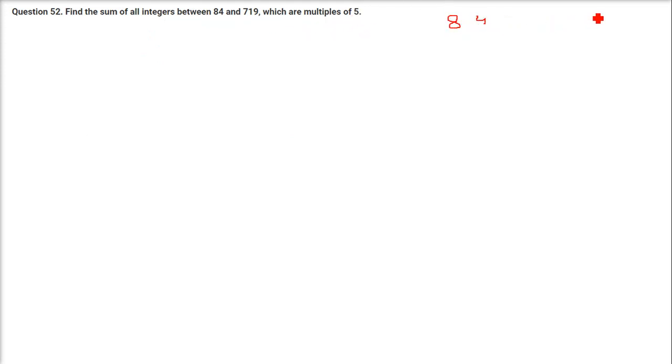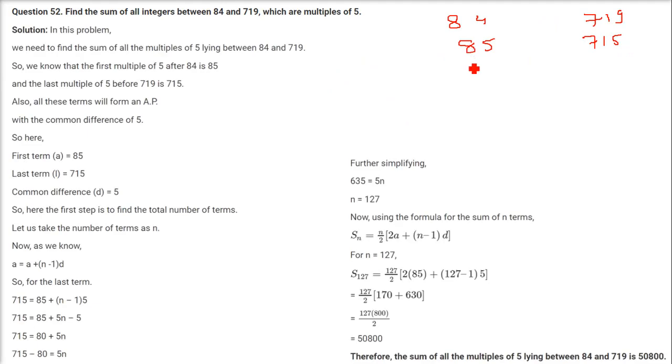Find the sum of numbers between 84 and 719 which are multiples of 5. So 84 and 719. Which is the number divisible by 5 after this? It is 85. And which is the number before 719 which is divisible by 5? Which is 715. So in this series, a is 85, l is 715.